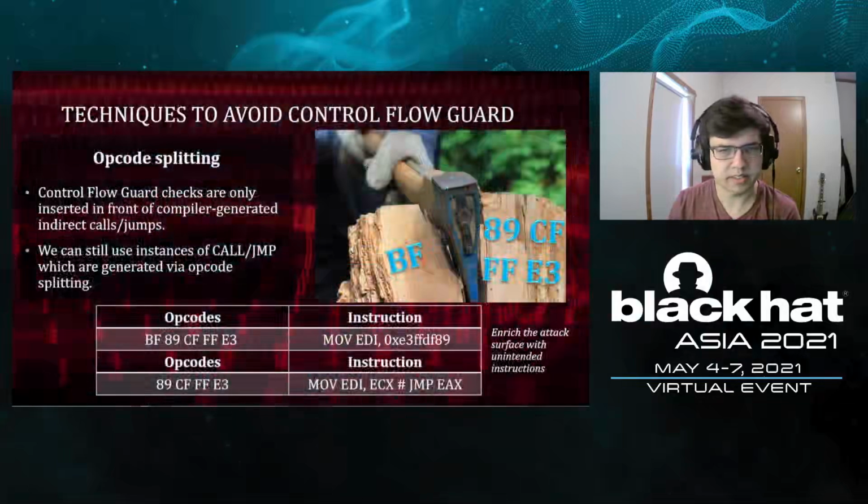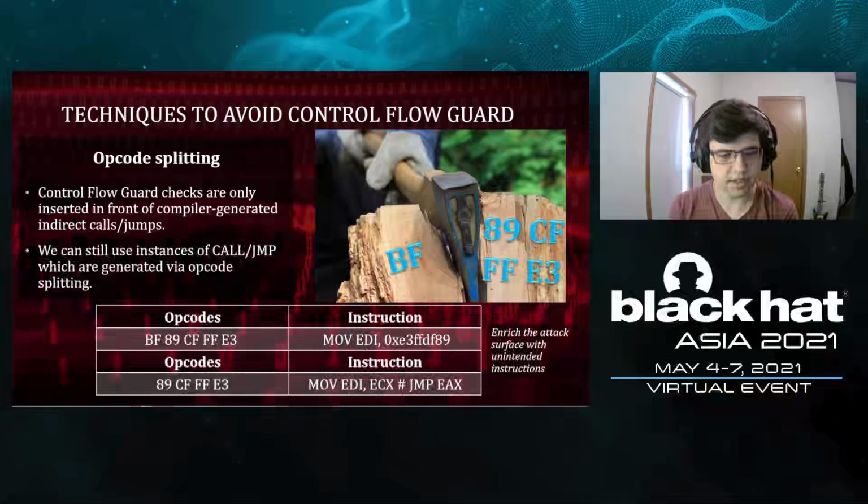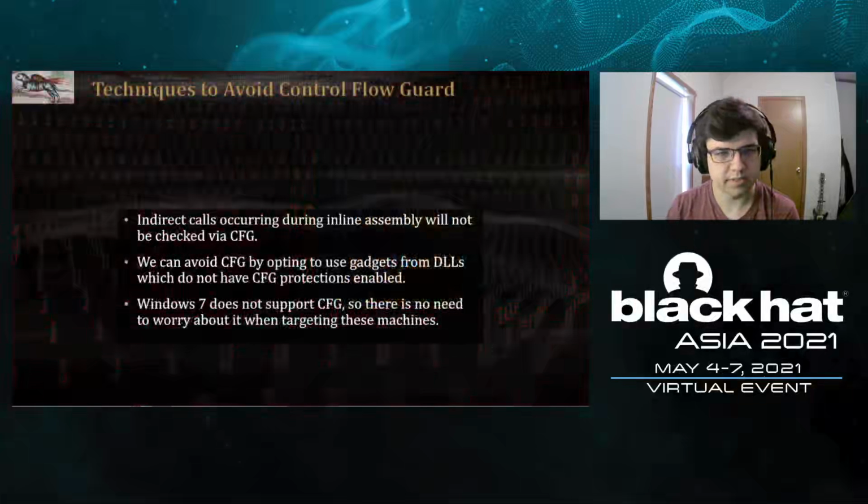This is going to attempt to thwart exploits similar to JOP. We do have some techniques to avoid Control Flow Guard. One such technique is opcode splitting. For an example of that, at the bottom here, we can see our first instruction starts with the opcodes BF89. However, if we strip off that BF opcode, we get a different instruction, which is actually a JOP gadget. And this is an instance of an unintended instruction. However, it's still valid in x86 assembly, and we can use this as a JOP gadget without worrying about Control Flow Guard.